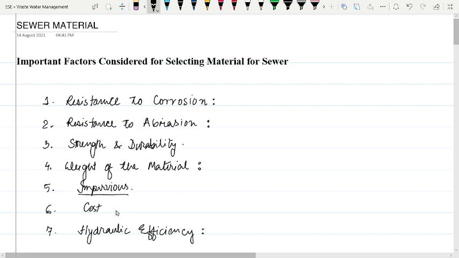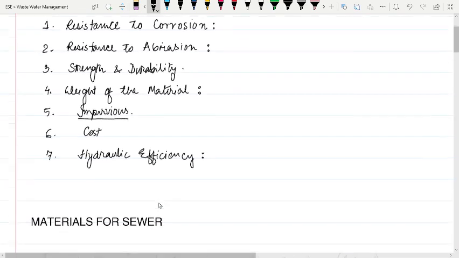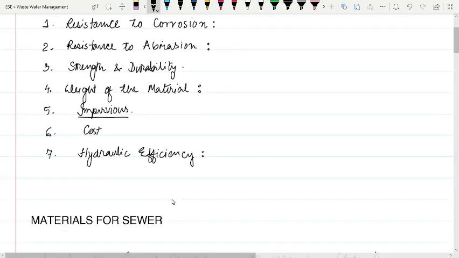Next, cost. Cost is very important. We want it to be cost effective. Next comes hydraulic efficiency. This is an important thing when we are considering the design of a sewer pipe. Hydraulic efficiency is important because we want the sewer pipes to have self-cleansing velocity.